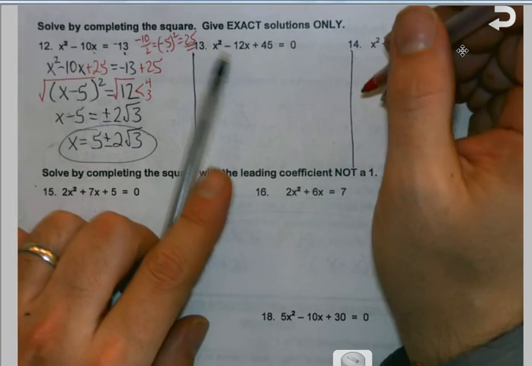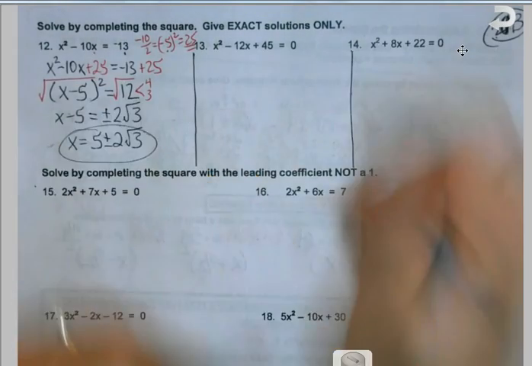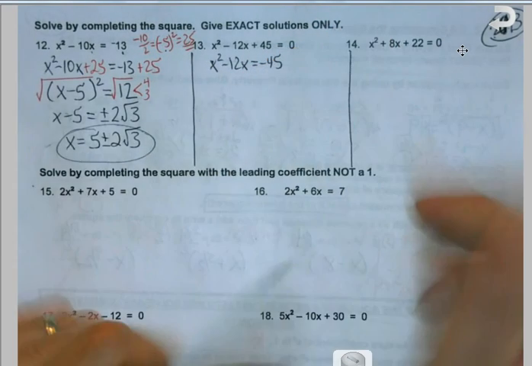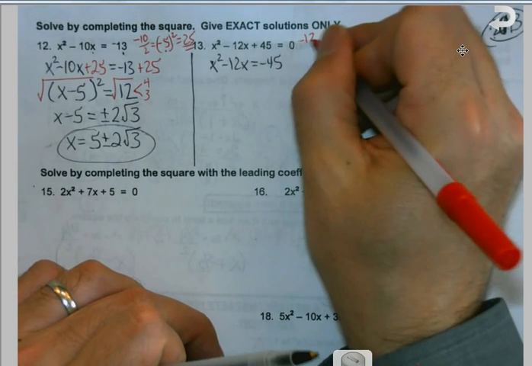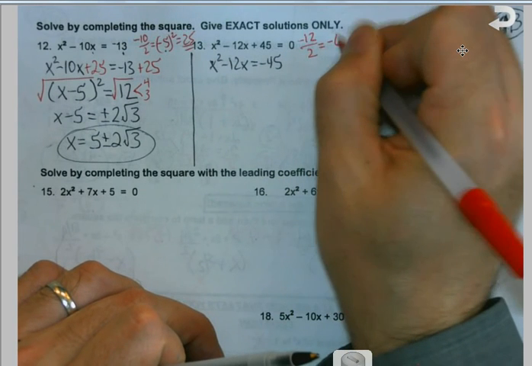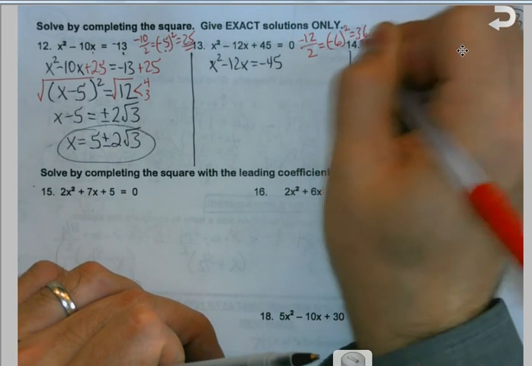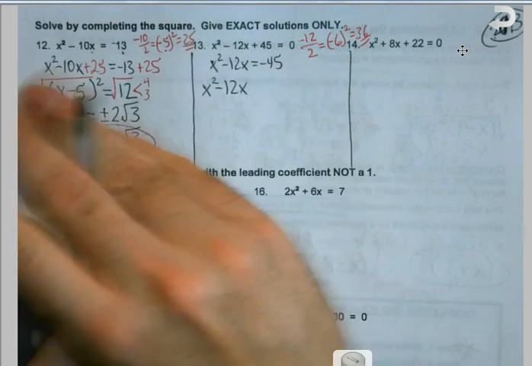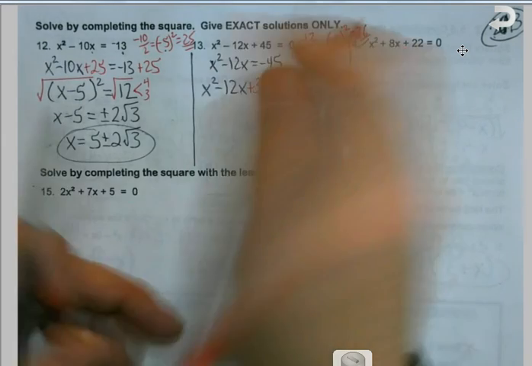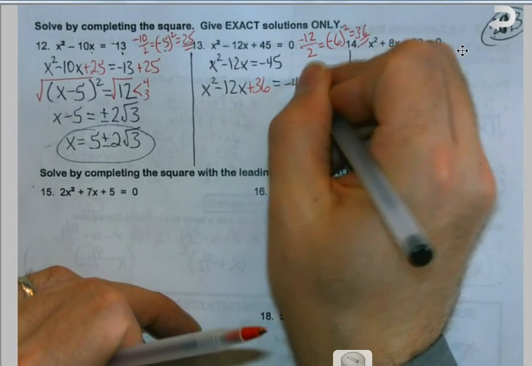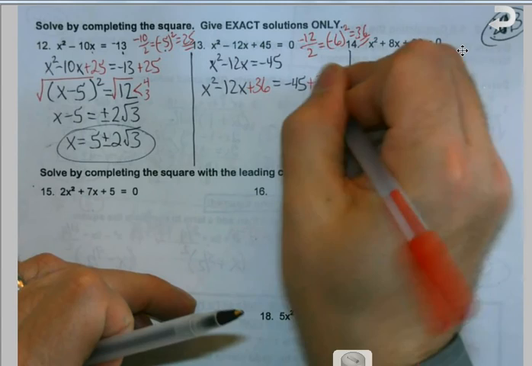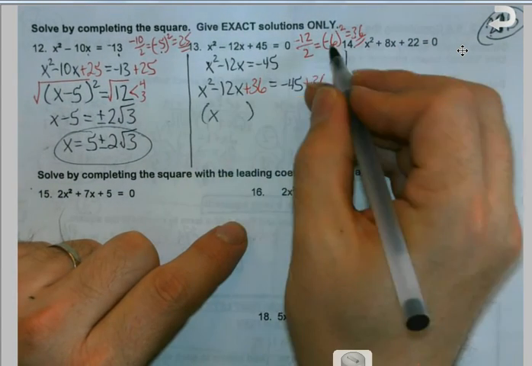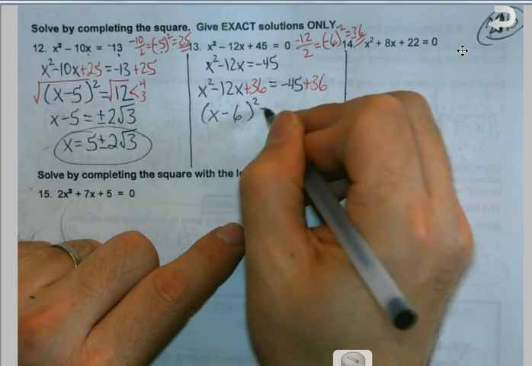Well, let's do one more up here. Not so nice this time. We got to move the 45 to the other side. Okay. So again, b divided by 2, square it. So that's what I'm going to add to both sides. This time, life gets a little more interesting. Still can get my binomial term. My b divided by 2 is a -6.